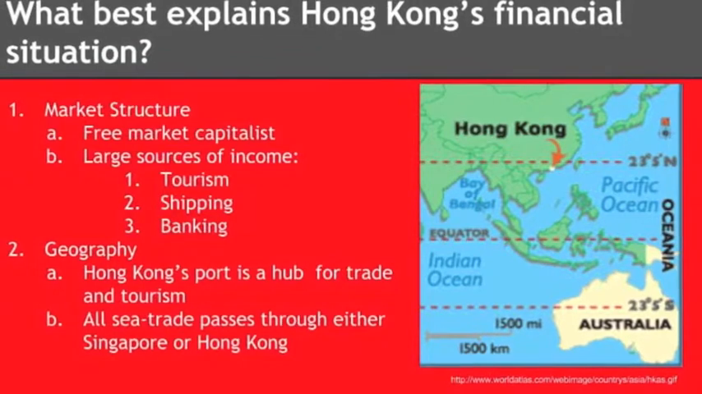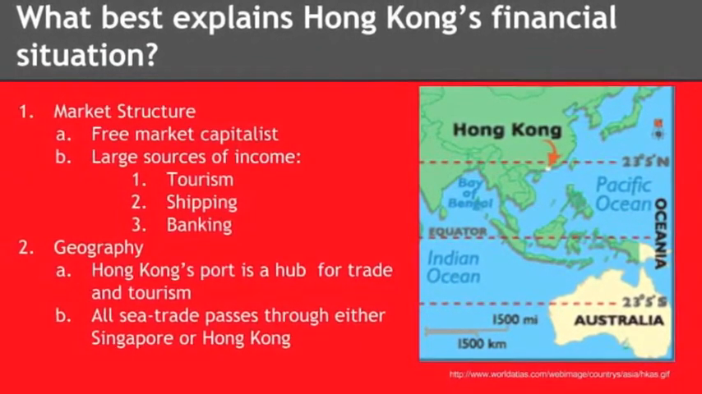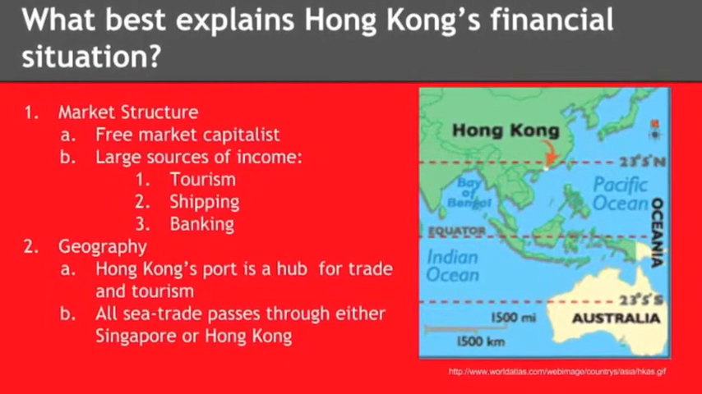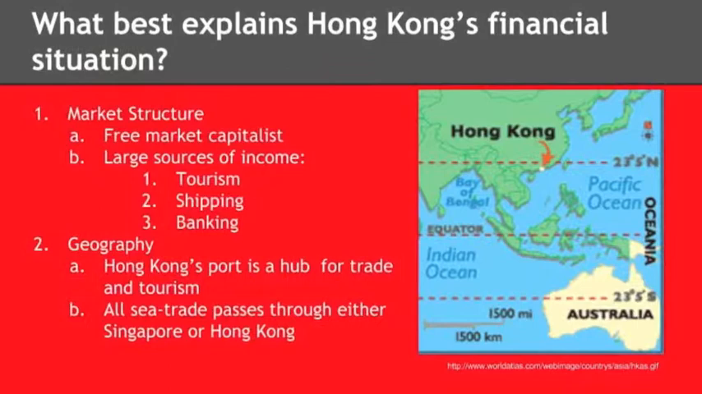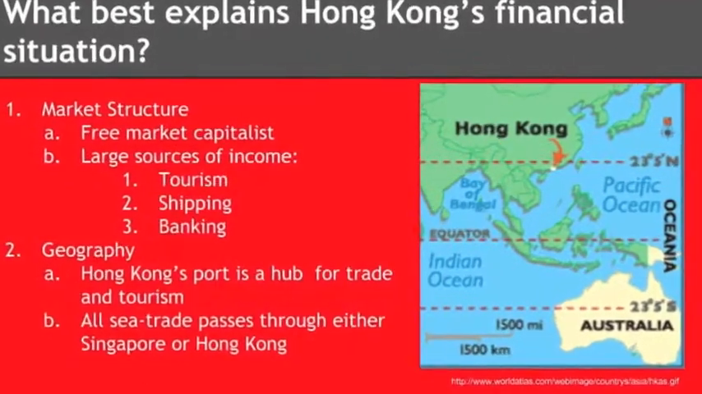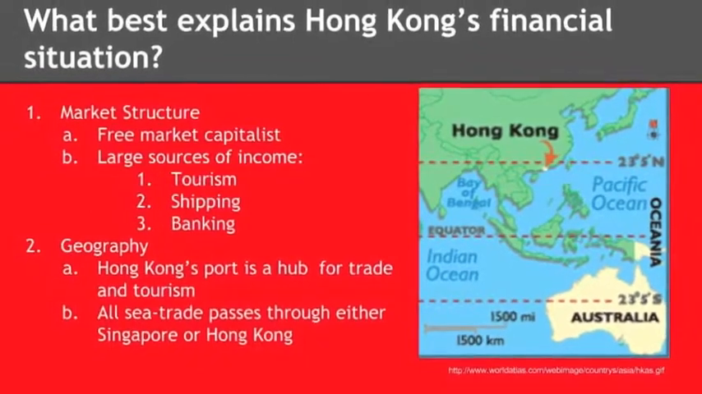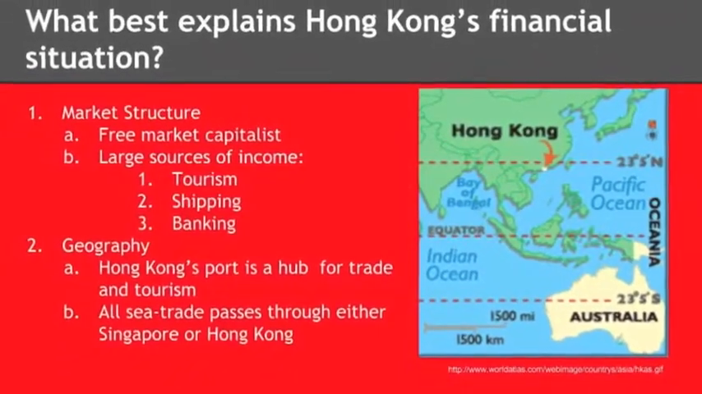The free market capitalist structure of Hong Kong's economy is the most important feature of Hong Kong's financial situation. 3 main sources of income are tourism, shipping, and banking. Geography has played a key role in Hong Kong's economic growth. Hong Kong is a key part and middleman in trade between China and the rest of the world.